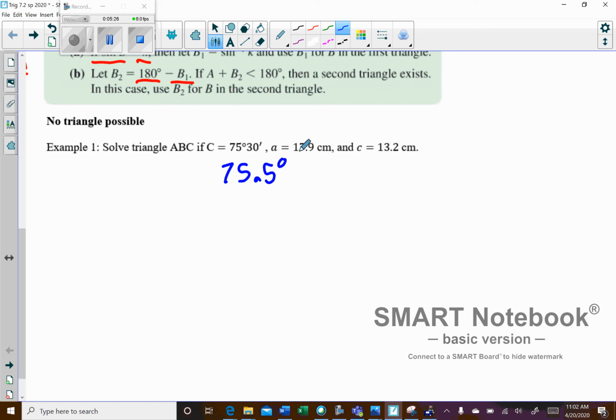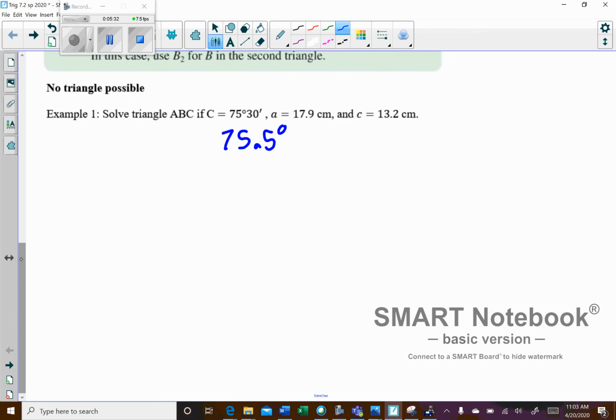Okay, now we're given side A and side C. So we're going to set up one of our law of sines ratios. You have to be given a side and an angle from the same pair. So we have angle C and side C, so we can do our law of sines.